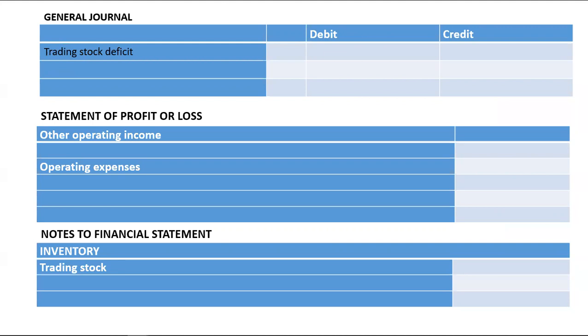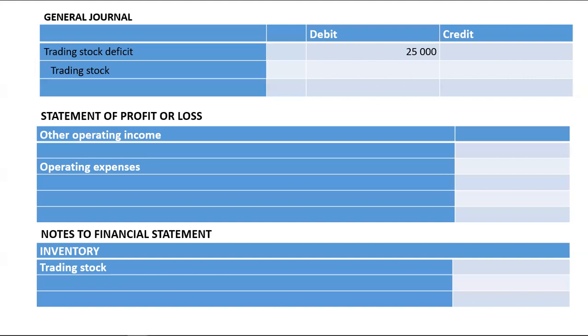Now, in this case, note that we are going to have trading stock deficit. Because it's an expense, it will be debited by 25,000. All right. And then we are going to credit our trading stock. Why are we crediting our trading stock? Trading stock is an asset.